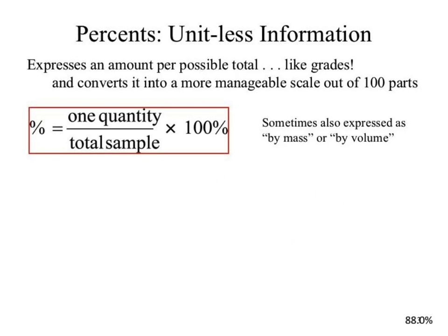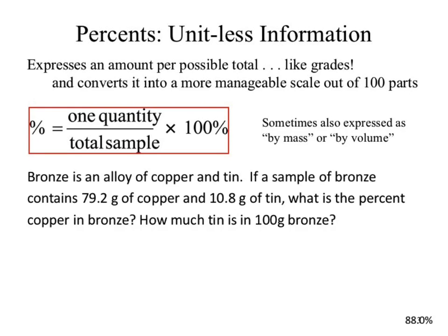Okay. Really, all it is is a conversion factor, because I now have a quantity per something, right? Like miles per hour. It's another conversion. So how can we go through and use this? So bronze is an alloy of copper and tin. A sample of bronze contains 79.2 grams of copper and 10.8 grams of tin. What is the percent copper in bronze? So there's 2 questions there, so let's answer the first one together.